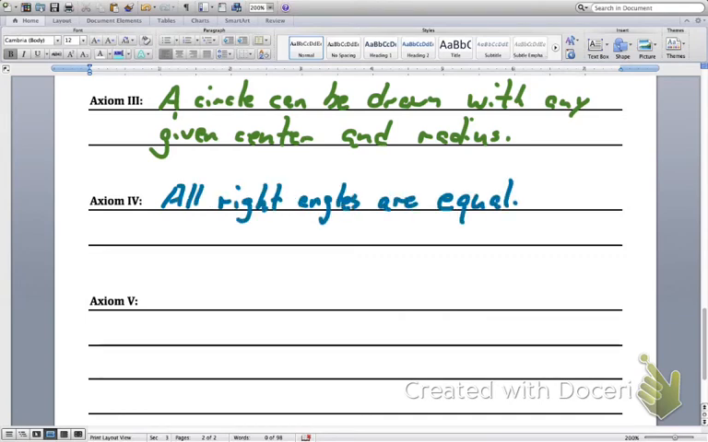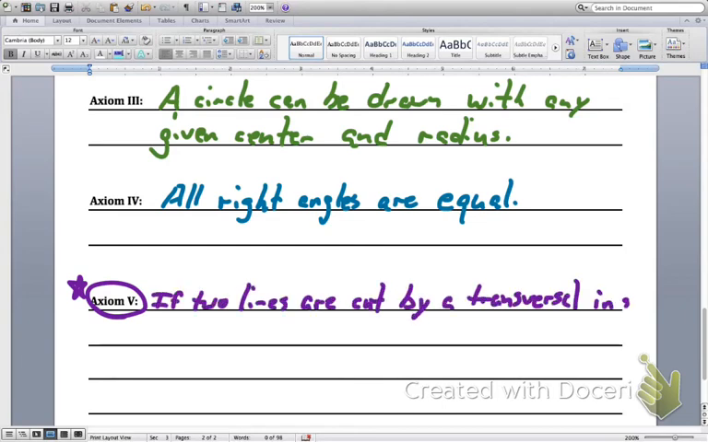Axiom 4, also fairly obvious, all right angles are equal, all right angles are 90 degrees, but this is actually very important for Euclidean geometry. Other geometries actually assume different things, but for Euclidean geometry we want to assume all right angles are equal. And number 5, and I've circled and starred this one because this one is actually quite wordy. So all the other ones are pretty simple, right? But let's take a look at what number 5 says.